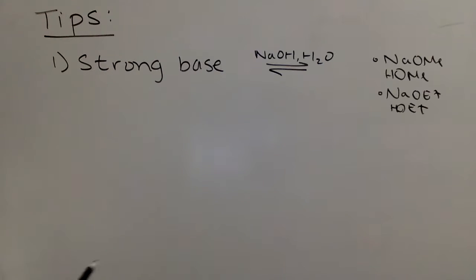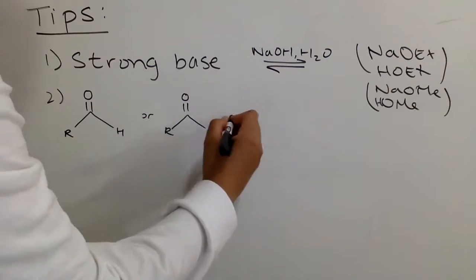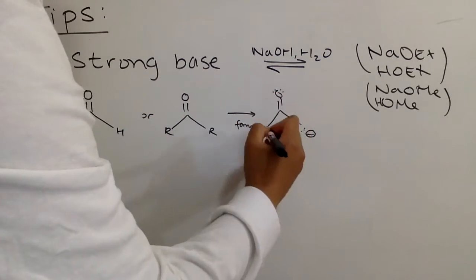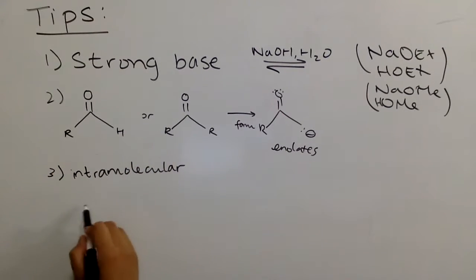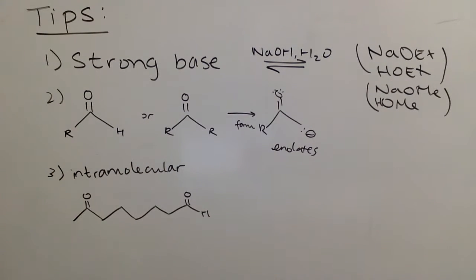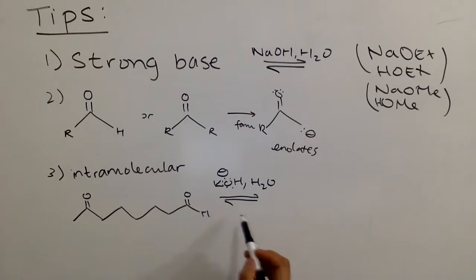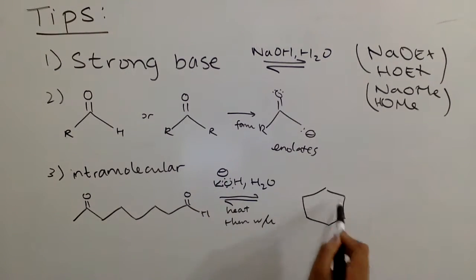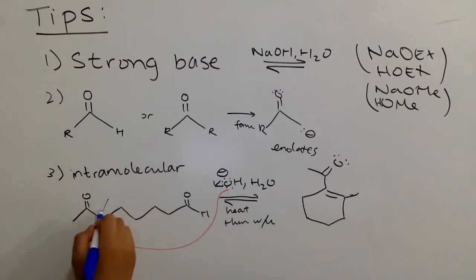Before we proceed, here are some tips. First, the reaction requires a strong base, typically hydroxide ion in water solvent. Second, an aldehyde or ketone group must be the source where the enolate ion can form and attack another carbonyl carbon. Third, intramolecular aldol reactions are preferred if 5 or 6 membered rings can be formed. As such, here's an example of the workup.